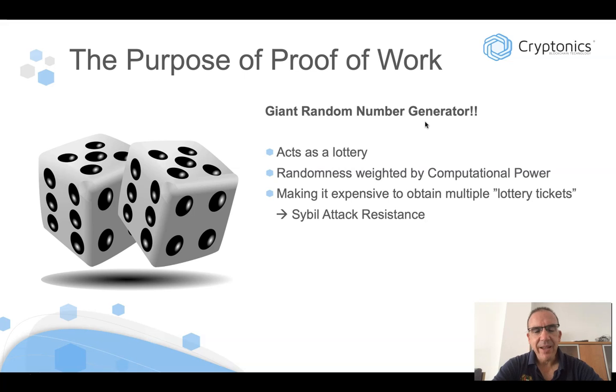And basically, originally, we did proof of work to make it very expensive for people to obtain multiple lottery tickets in this lottery. And that's something called Sybil attack resistance. Basically, it makes it very hard to have an infinite or very large number of participations in this lottery. So it makes it fair in a way and more random.